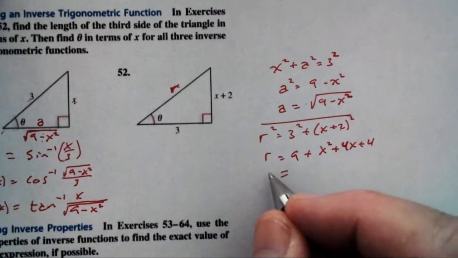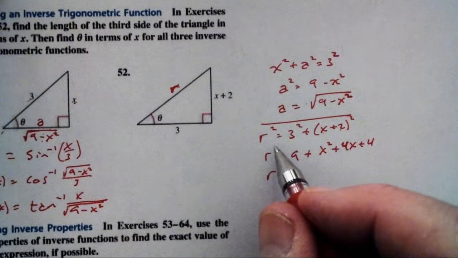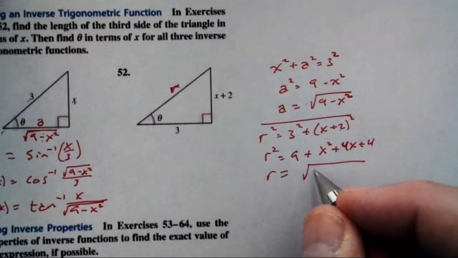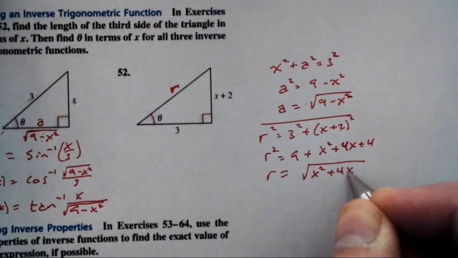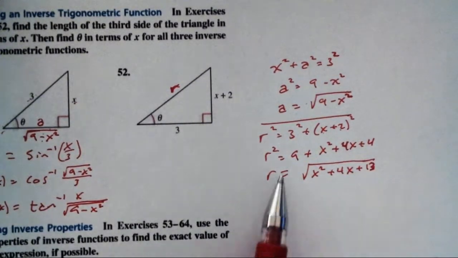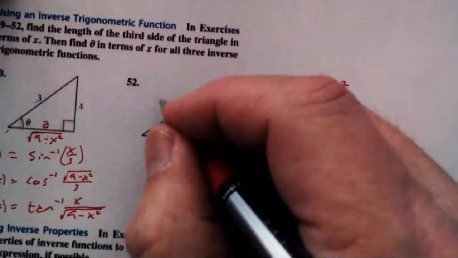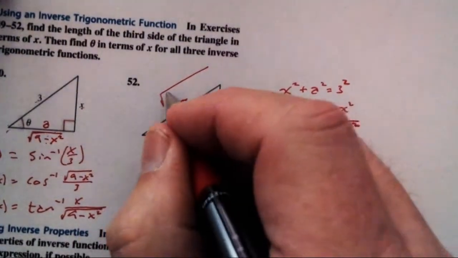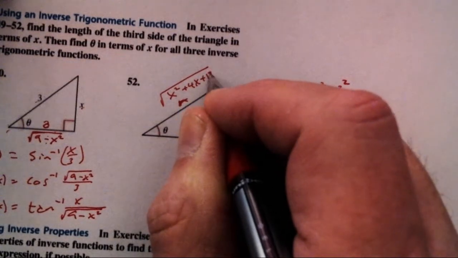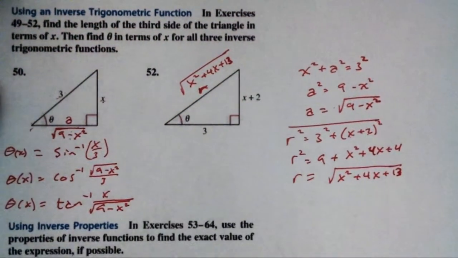Or r squared, r equals, this is still r squared, excuse me, r equals the square root of x squared plus 4x plus 13. And again, it's not plus or minus because r is going to be a positive value. So square root x squared plus 4x plus 13. It's messy, but that's what it is.